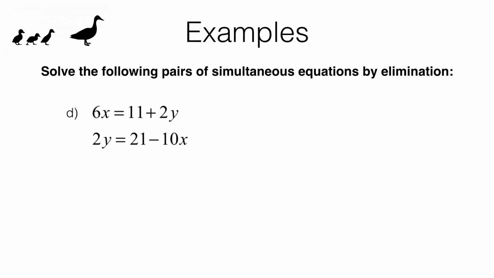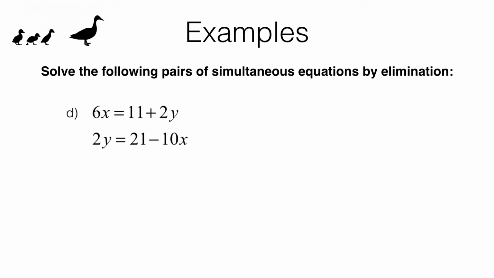Here's question D. Now this one's a little bit more complicated because we have x's and y's on different sides of the equation. So it's not immediately suitable for solving by elimination. But it's only one extra step here to collect the x and y terms on one side of the equation and then continue as we've done the earlier questions in this video.